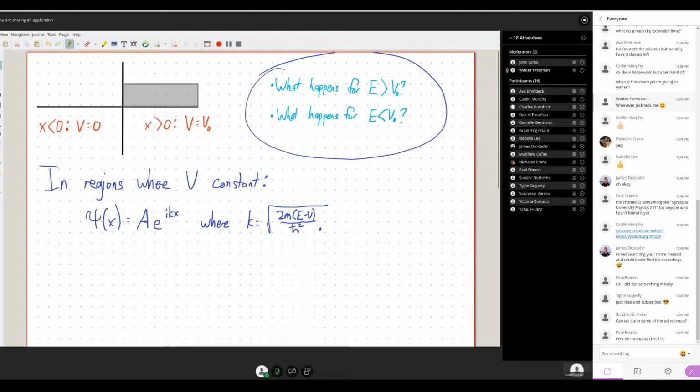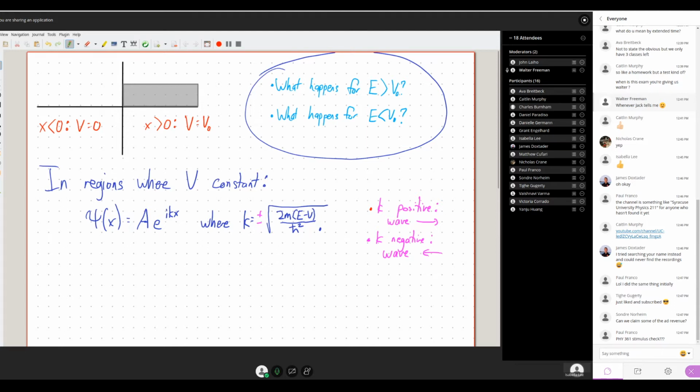So we know that this is what happens in regions where V is constant. And I should write plus or minus here, because remember, square roots can be either plus or minus. Let's make this a little clearer: k equals plus or minus. So k positive means a wave going to the right, and k negative means a wave going to the left.